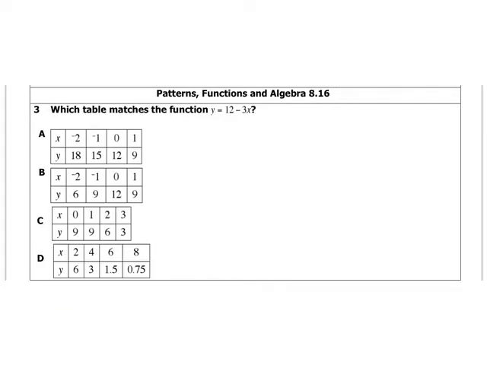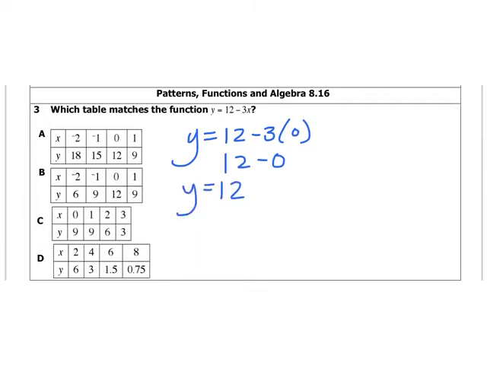Which table matches the function y equals 12 minus 3x? Well, the first thing that I notice is that 3 of my 4 tables have a 0 in them. So let's start by eliminating any possibilities we can based on the 0, because it's really easy to plug in 0. 12 minus 3 times 0 is 12 minus 0, which is 12. So I plug in a 0, we get a 12. Now that works on 2 of my tables, but it does not work on C.